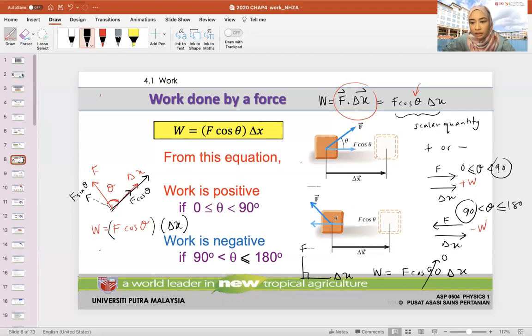This is why dia cakap it is less than 90 ataupun greater than 90. It's not equal. Simbol equal tu tak ada. Yang ni simbol equal or less than kan. Yang ni tak ada equal tu. It's just bigger than or less than 90. It can't be equal to 90. When it is equal to 90, it is a perpendicular component to the displacement. Therefore, work done is going to be 0. Okay, so that is your recap.